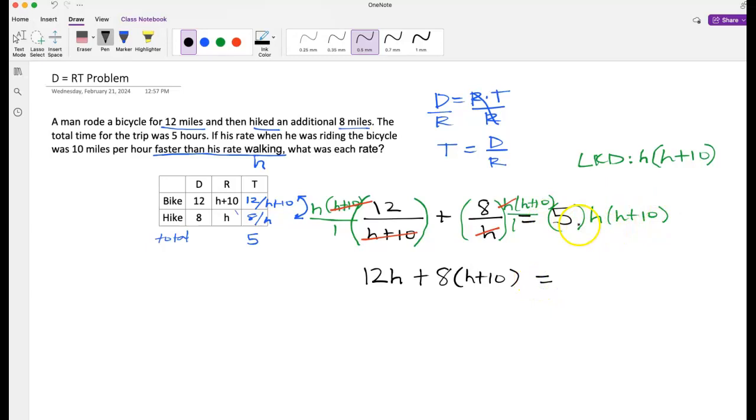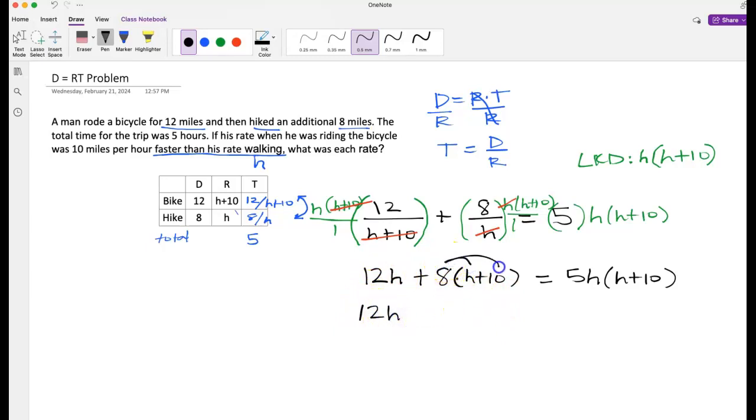And this is going to be, I'm going to write it this way so it's a little bit easier to see. So 5h times h plus 10. Okay, I've got to multiply all of those together. So let's go ahead and simplify this. 12h is great just how it is. There's nothing to simplify here.